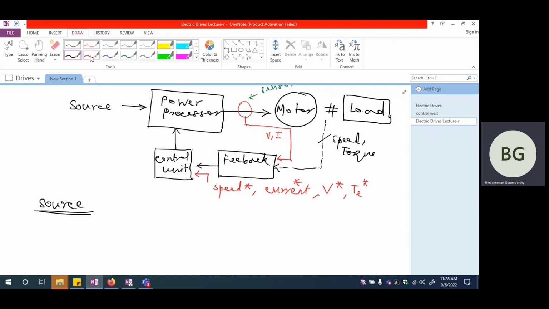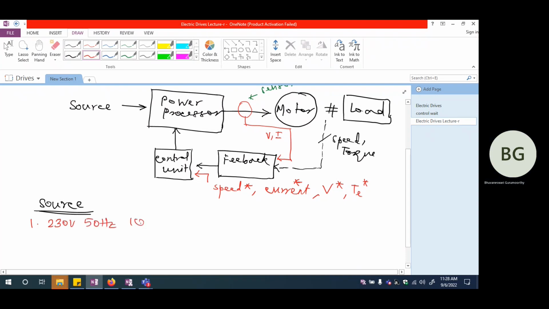The sources commonly available in India, if you particularly see, it can be 230 volts, 50 hertz, single phase AC. Or it could be like yesterday what I specified about 380 to 440 volts, 50 hertz, three-phase AC. So any of these two could be the sources that are available.